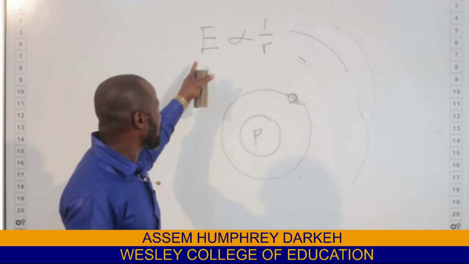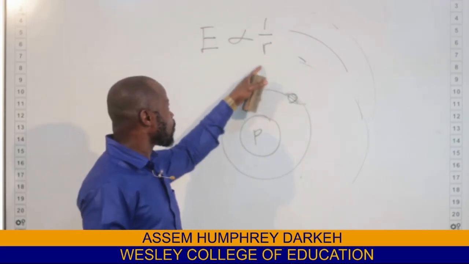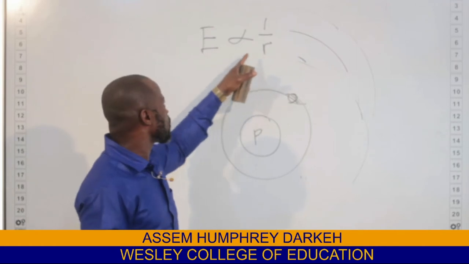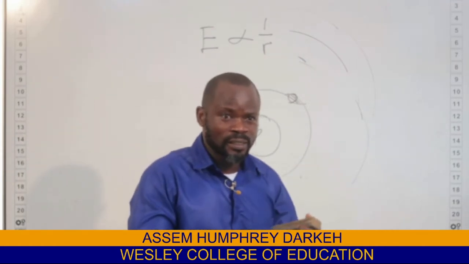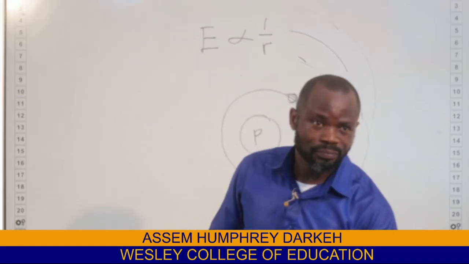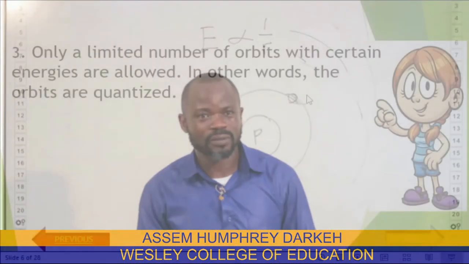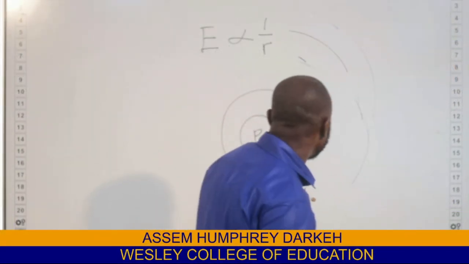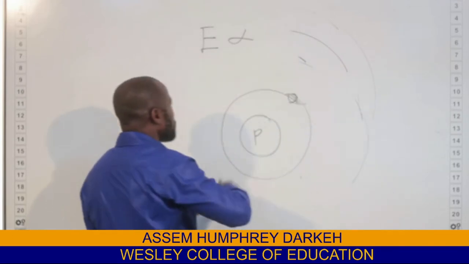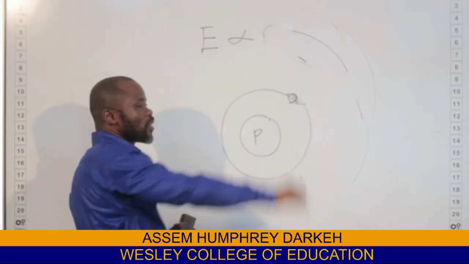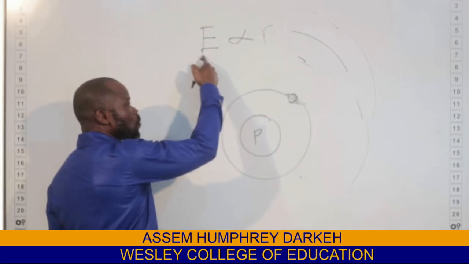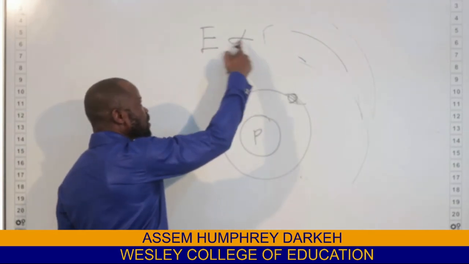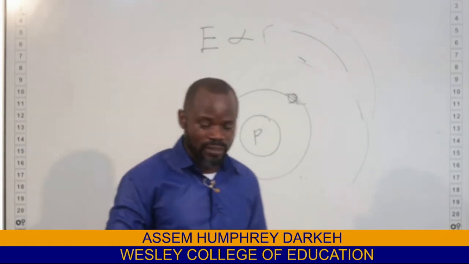You can even look at the relation that a small distance from the nucleus will give you more energy, and so on and so forth. So the energy of an electron in an orbit is proportional to its distance. It's proportional, not inversely proportional. So let's look at it. Proportional, meaning that when this one increases, this one will increase. When this one decreases, this will decrease. And that is what Bohr is saying.